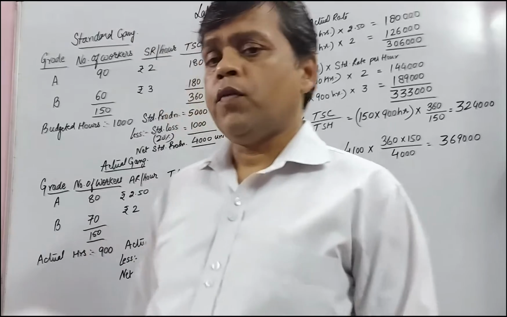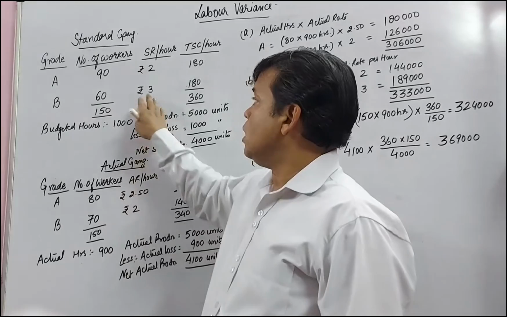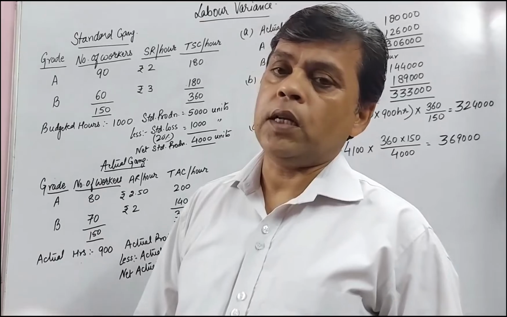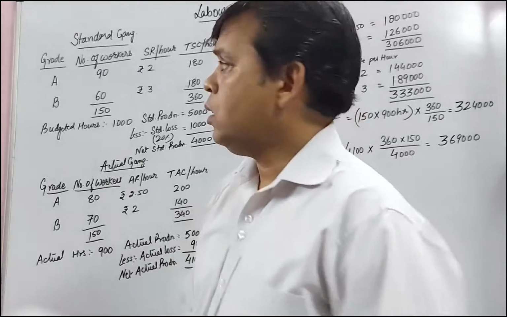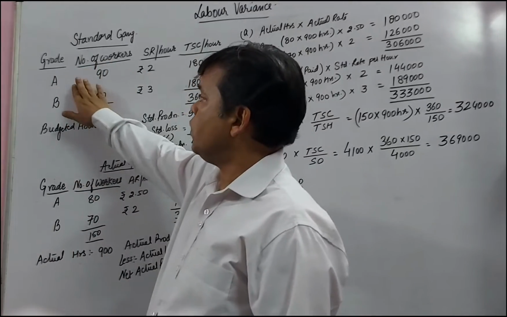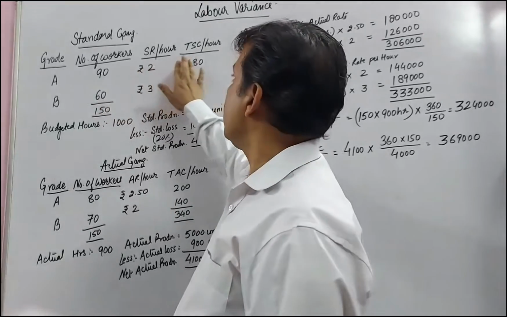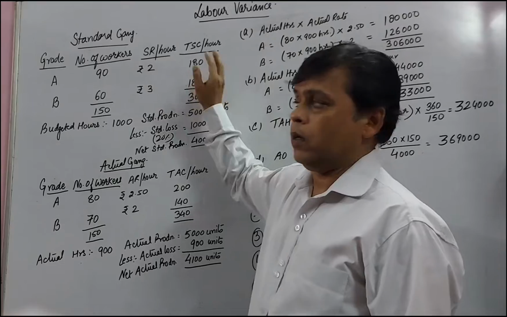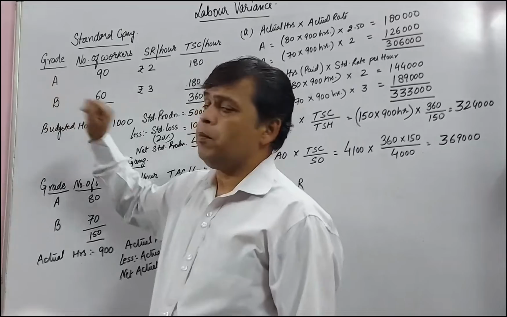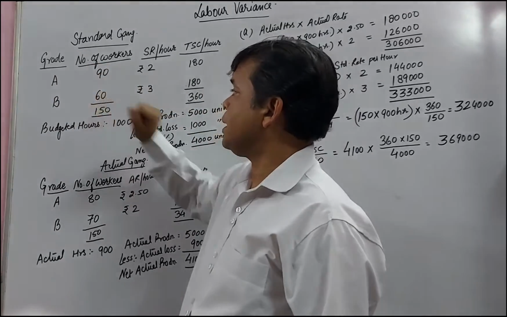In labor variance, in the question they are going to give you the standard mix and the actual mix. Means the standard gang would be given in the question and the actual gang would be given in the question. The information given in this particular question is the grade, then the number of workers, standard rate per hour and total standard cost per hour. In grade they have given you two types of workers, type A and type B, and the number of workers working are 90 and 60.